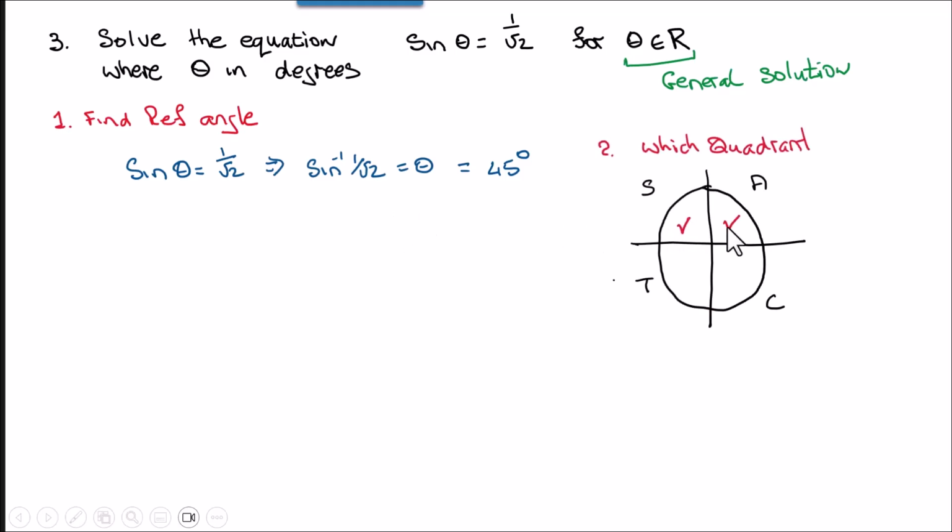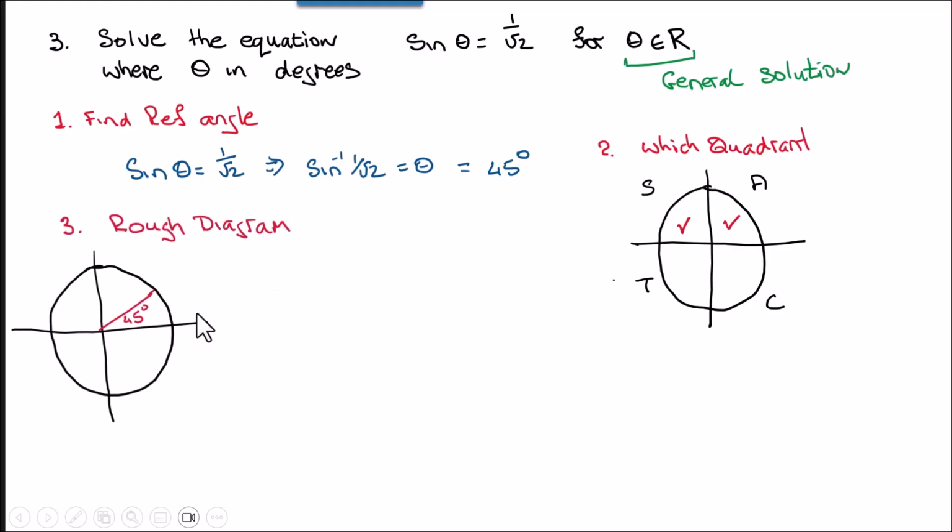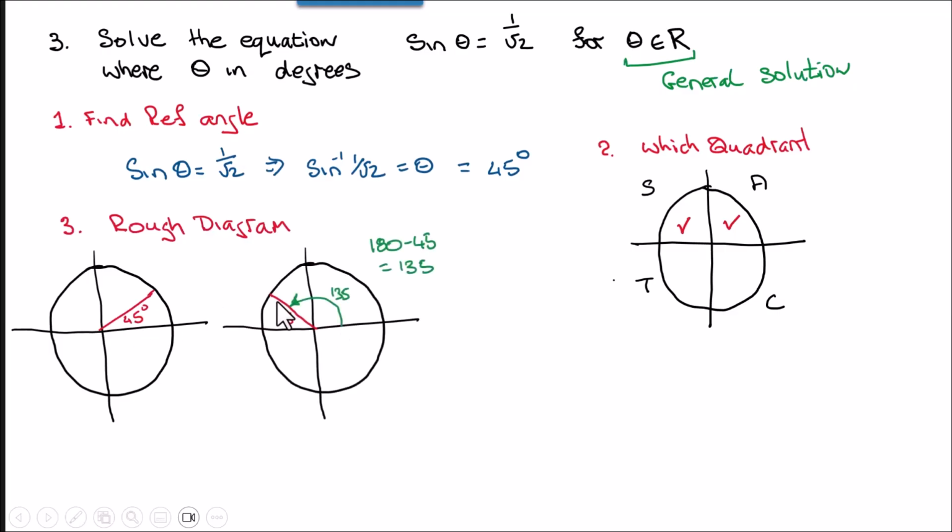Again, we check to see in which quadrants sine is positive, which is the first and the second, between 0 and 90 and 90 and 180. So we can do a rough diagram and put in the reference angle in the first quadrant and the reference angle in the second quadrant. And as before, we measure the angles from the positive sense of the x-axis. So 180 minus 45 is 135. So we can say that when theta is 45 degrees and when theta is 135 degrees, the sine of these two values will be 1 over root 2.